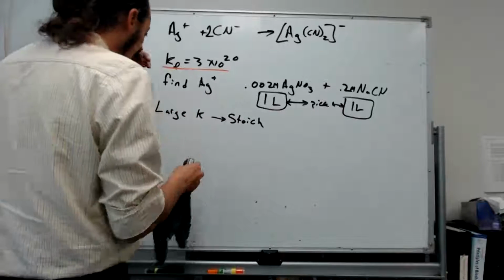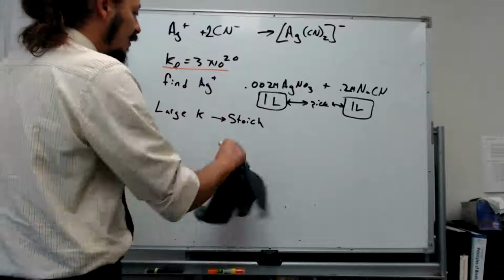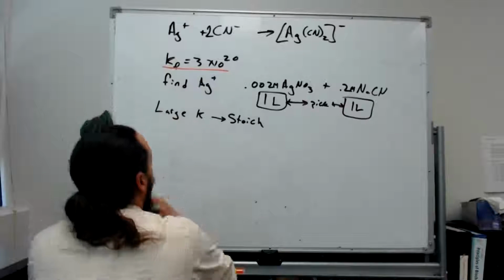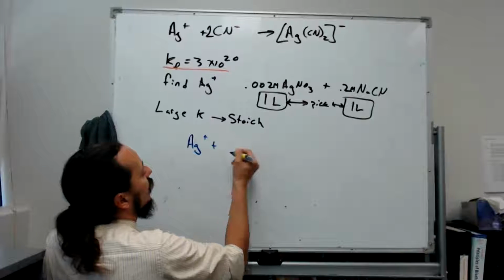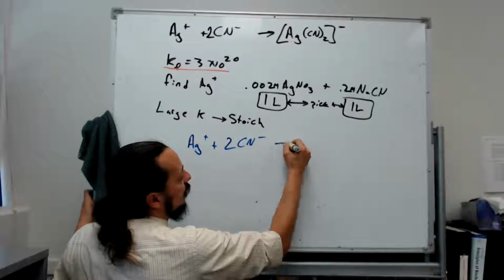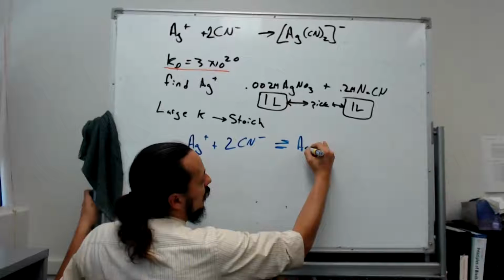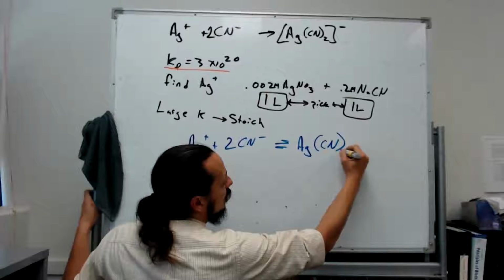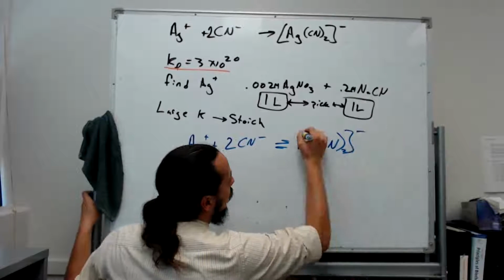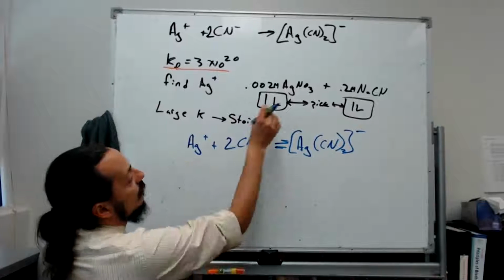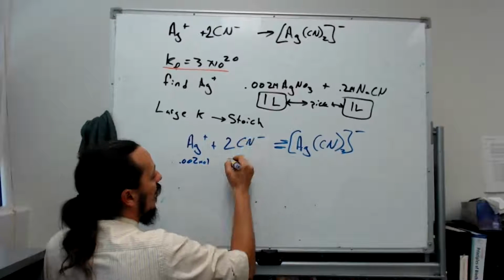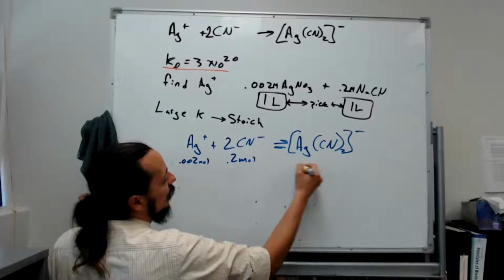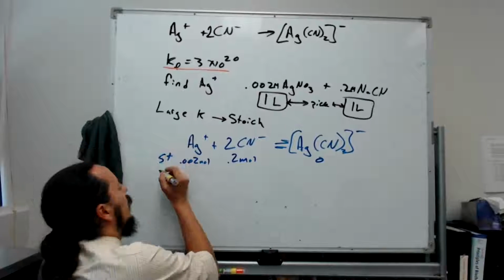Okay. So we're going to go ahead and do our stoichiometry first. We're going to have Ag+ plus 2CN minus goes to Ag(CN)2 minus. If we've got 1 liter, we've got 0.002 moles. We've got 0.2 moles. We've got 0. This is going to be stoichiometry.